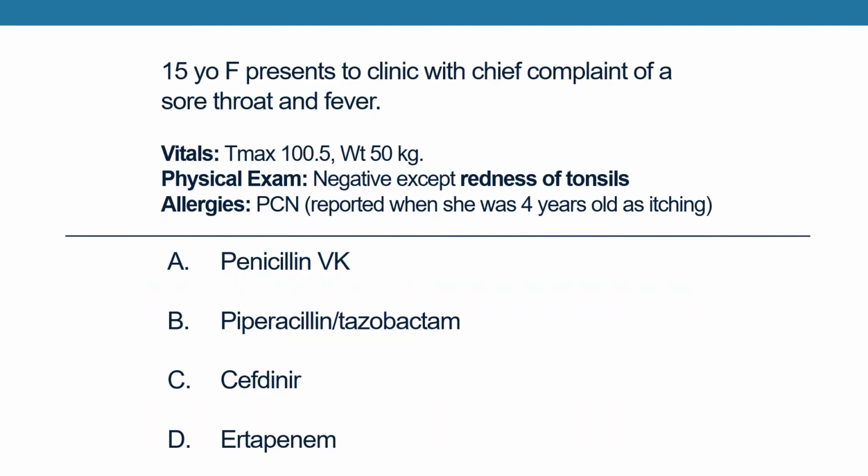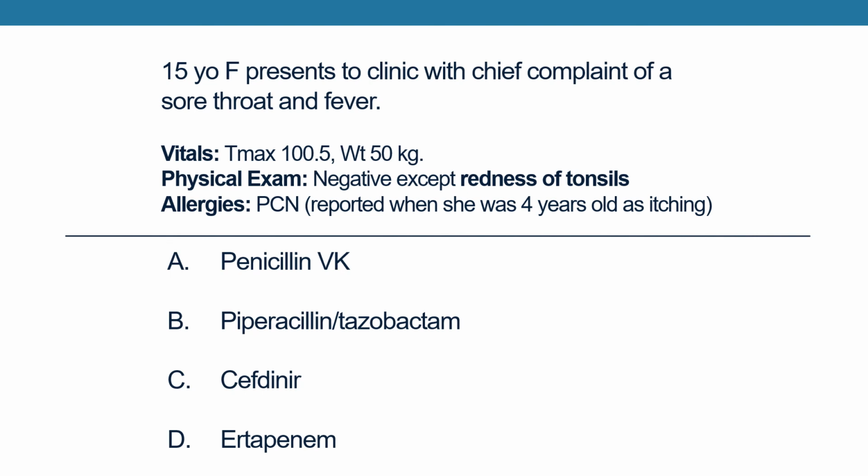Lastly, I have a case. We have a 15-year-old female who presents to the clinic with a chief complaint of sore throat and fever. As you can see from her vitals, she has a Tmax of 100.5. She weighs 50 kilograms. On physical exam, everything is negative except redness of the tonsils. And you see that she does have an allergy to penicillin listed, reportedly when she was 4 years old, as itching. So the question is, what do we give her?